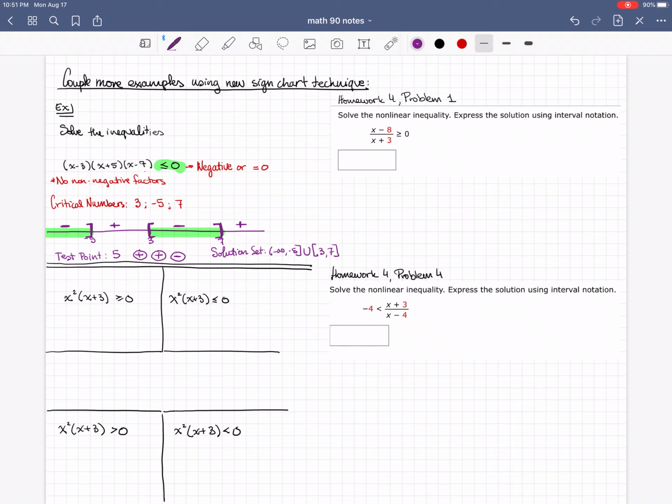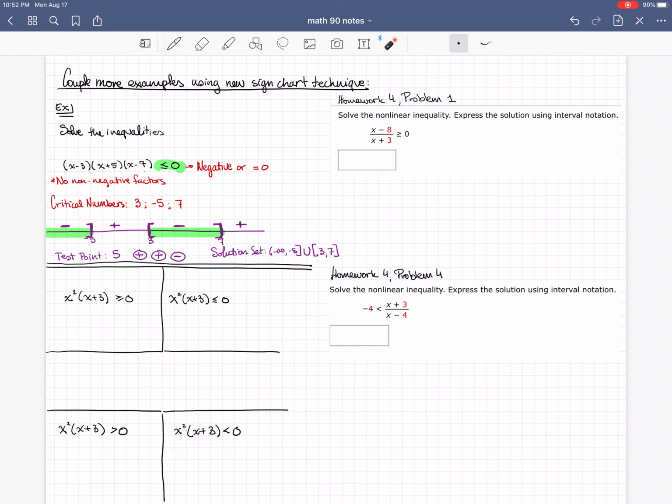Okay, so now let's look at this little quadruplet of examples. I hope that you've noticed, but if not, let me draw your attention to the fact that it's the same expression in all 4 examples, x squared times x plus 3. And I'm asking you, when is that greater than or equal to 0, less than or equal to 0, greater than 0, or less than 0.